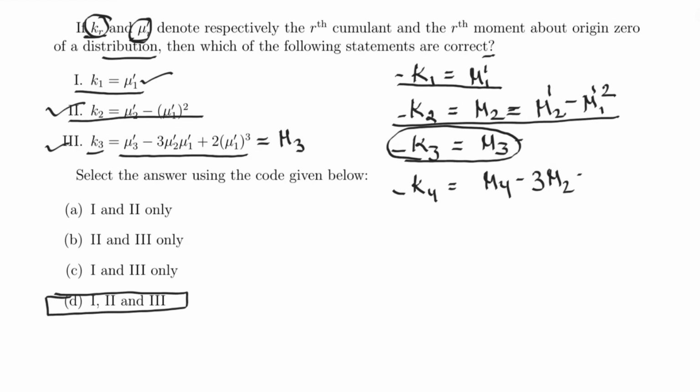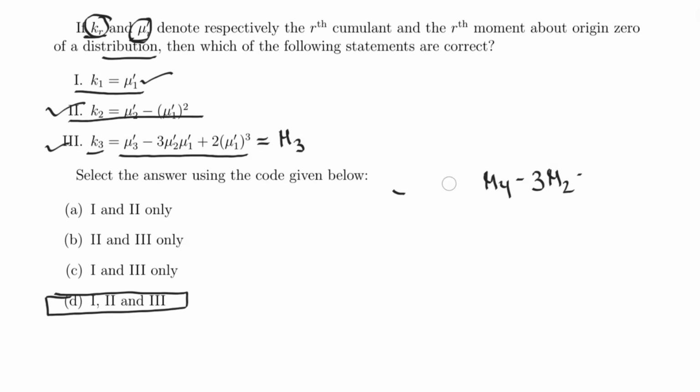Now some students find difficulty remembering the relationship between raw moments and central moments. So we can remember the relationship between raw moments and central moments very easily. See, we know that the second central moment is mu2 dash minus mu1 dash square. It is very, very easy to remember. There is no difficulty in remembering the relationship for mu2. Now think about mu3 and mu4.